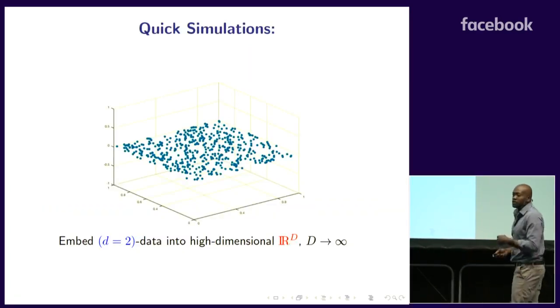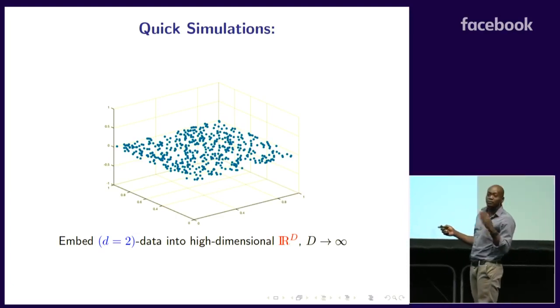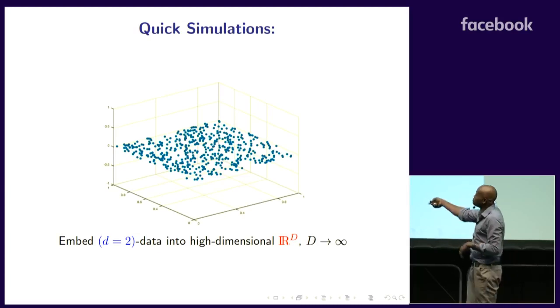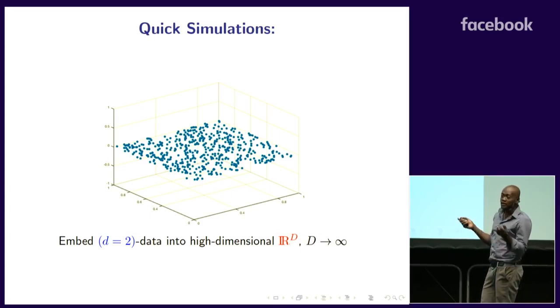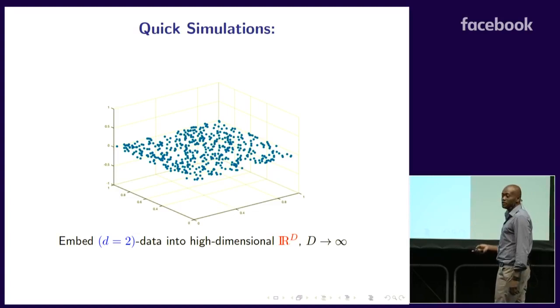So here is a quick simulation that everybody can do at home. I'm a very bad programmer, but I've done this, so I believe everyone can do it. Just pick data of very little dimension d, embed the data into some higher dimensional space, increase the dimension, and compute the nearest neighbors. You'll see that the nearest neighbor distances will not depend at all on the big D. It will just depend on the small d.